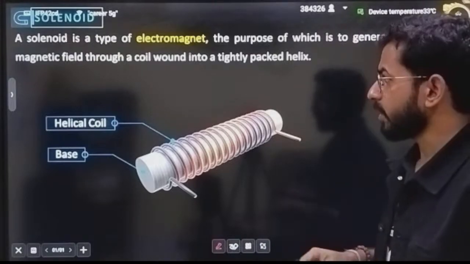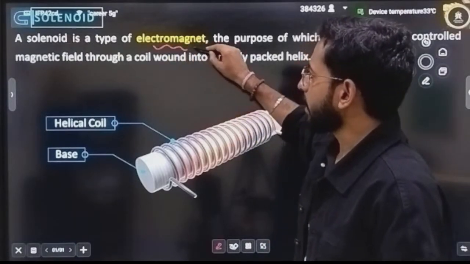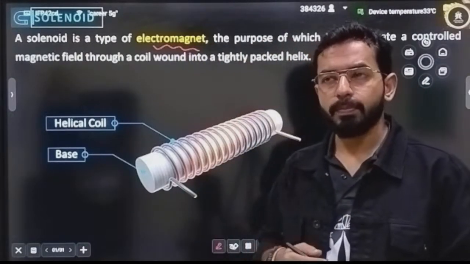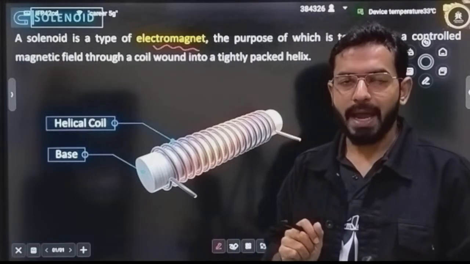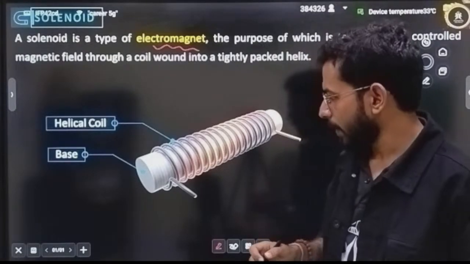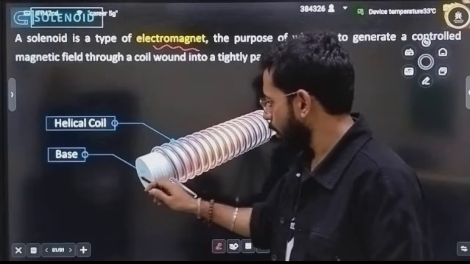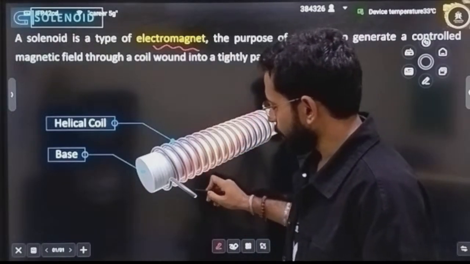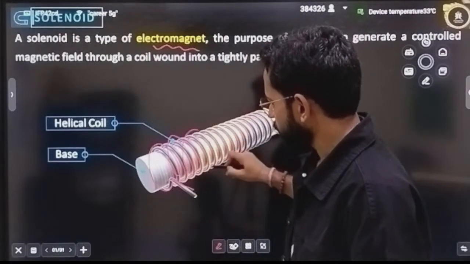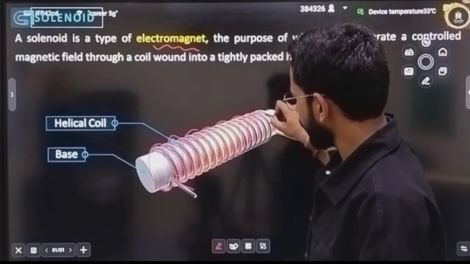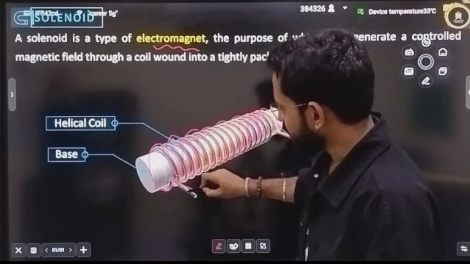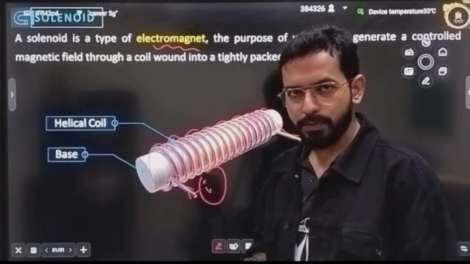Firstly, let's understand what a solenoid is. A solenoid is an electromagnet. That means it shows the behavior of a magnet. Why does it show this? When you look at the solenoid, this is a long conductor, and it is wound by a wire, and always some current is flowing through it.